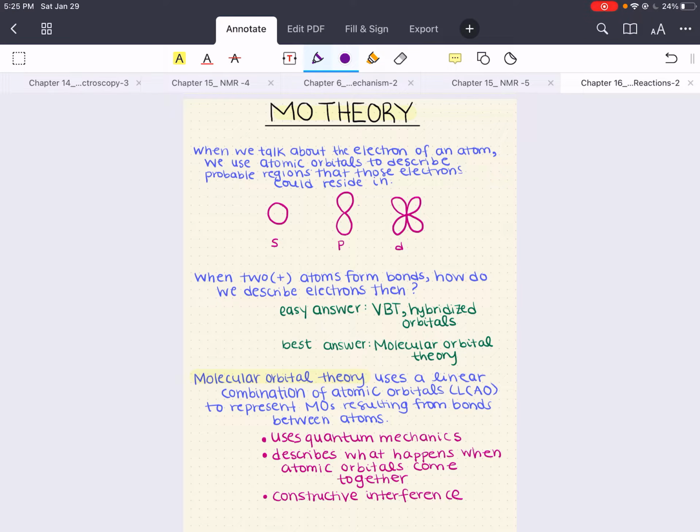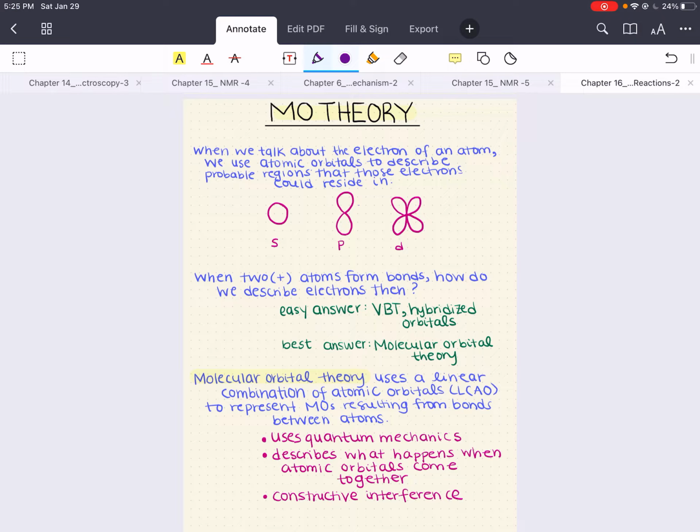Now, what happens when two or more atoms form a bond? How do we describe electrons then? Well, when we started off Organic Chemistry 1, we talked about how valence bond theory can be a potential theory that serves as an explanation, especially after we introduced hybridization. However, a more thorough, better explanation for bonding can be described through molecular orbital theory.